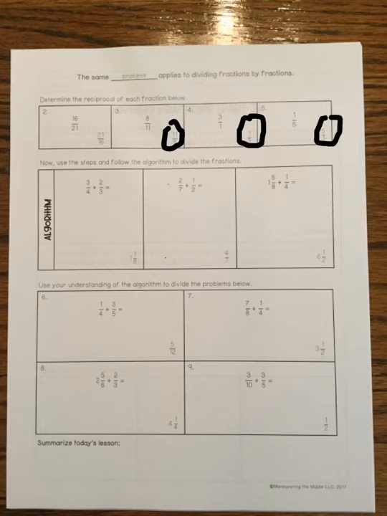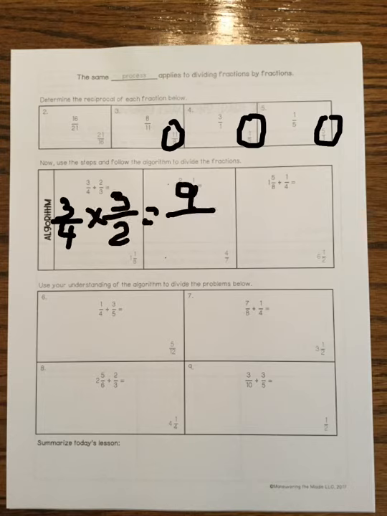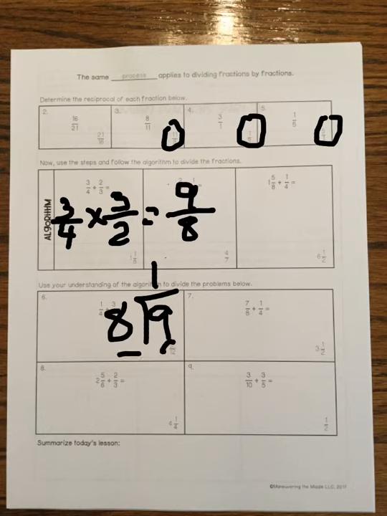Next. 3/4 divided by 2/3. So that's really 3/4 times 3 over 2. 3 times 3 is 9, and 4 times 2 is 8. Then I have to divide 9 divided by 8. That goes in one time. And then 9 minus 8 is 1. So I get 1 and 1/8. We are correct. That looks good.